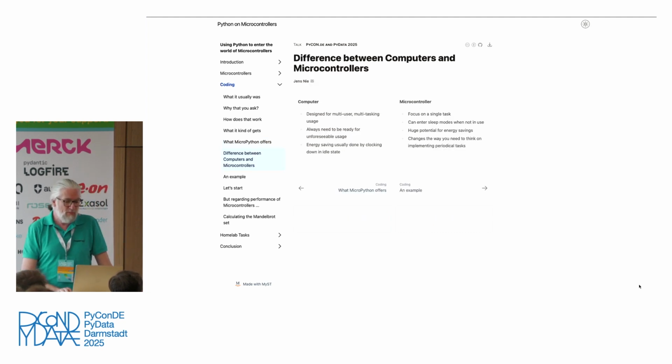So the difference to computers and microcontrollers: computers are designed for multi-user, multitasking usage, and always need to be ready for unforeseeable usage. And energy saving is usually done by clocking down your CPU. And on the microcontroller, they are just focusing on a single task, really. They can enter sleep modes when not in use. And that is a huge potential for energy saving. So it changes the way you need to think in implementing periodical tasks.